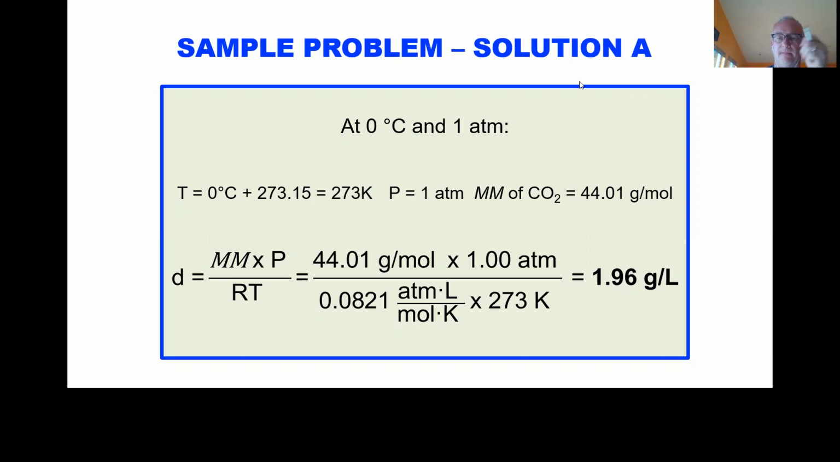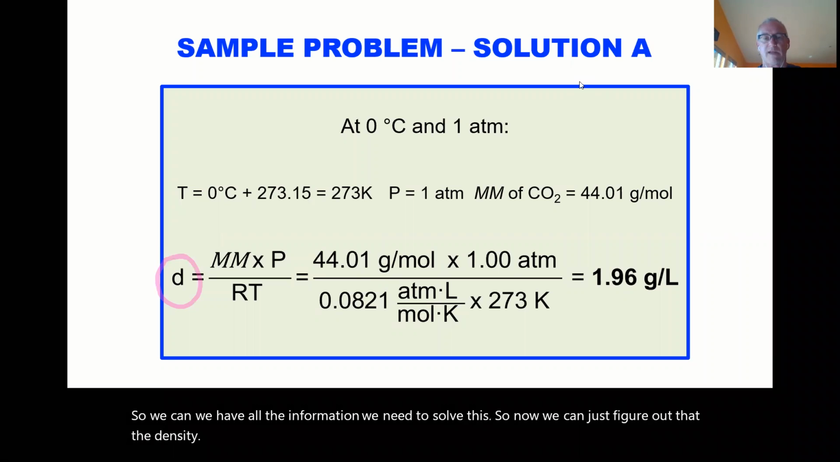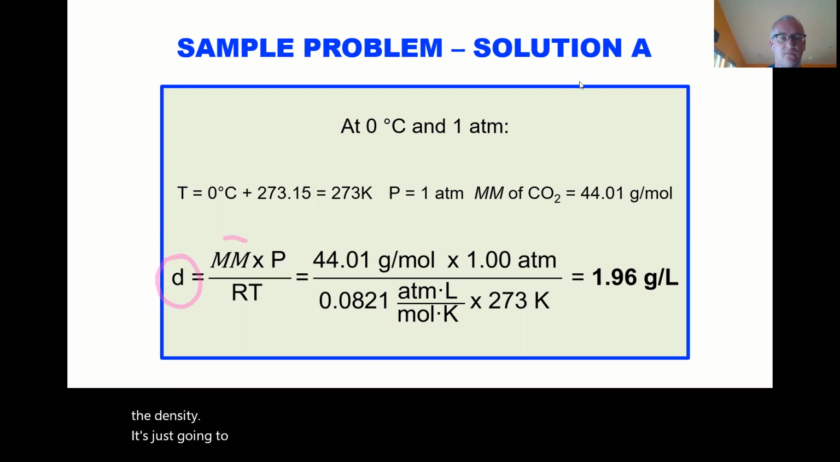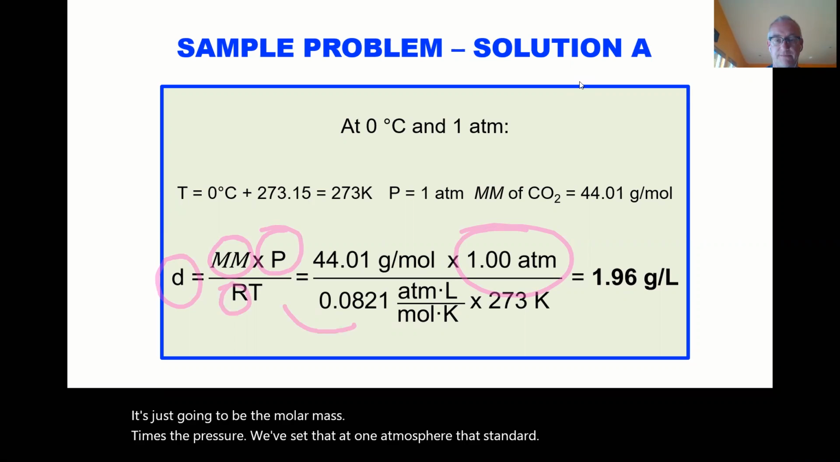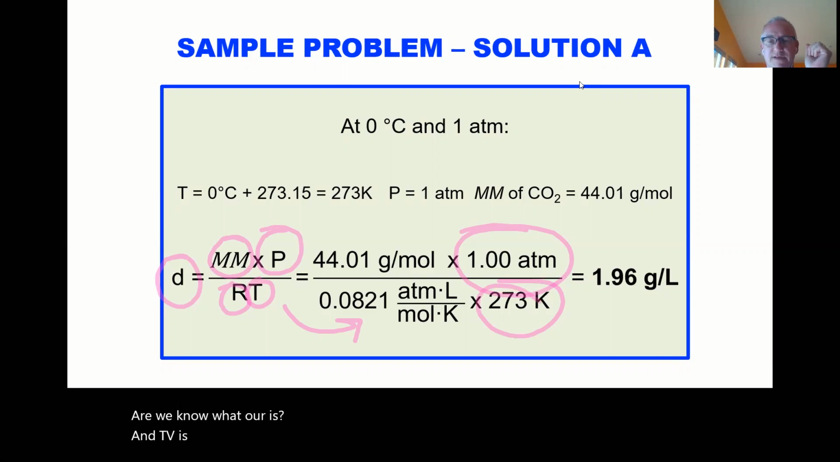Okay. So we have all the information we need to solve this. Now we can figure out that the density is just going to be the molar mass times the pressure. We've set that at 1 atmosphere. That's standard. R, we know what R is. And T, that's standard temperature. So we have grams.